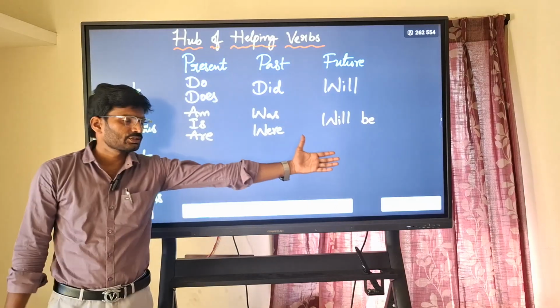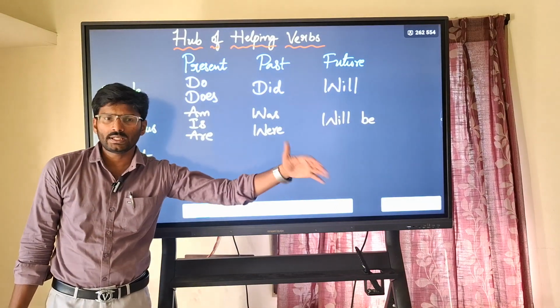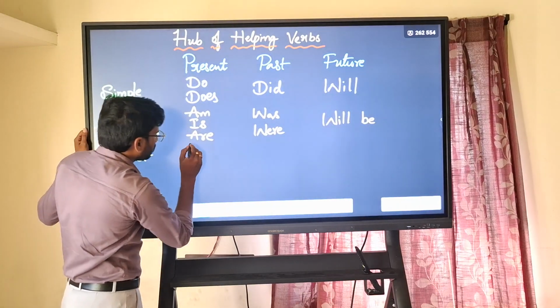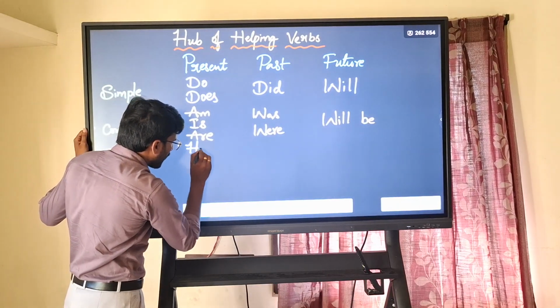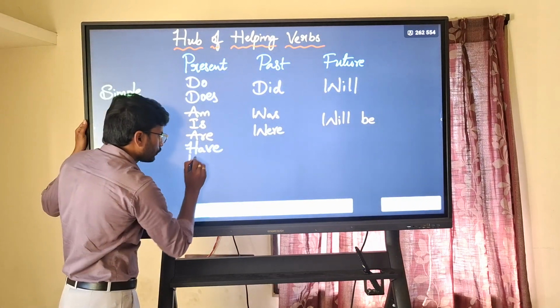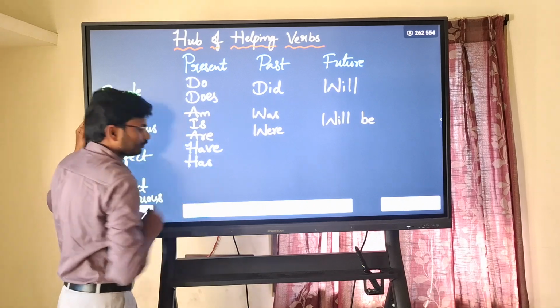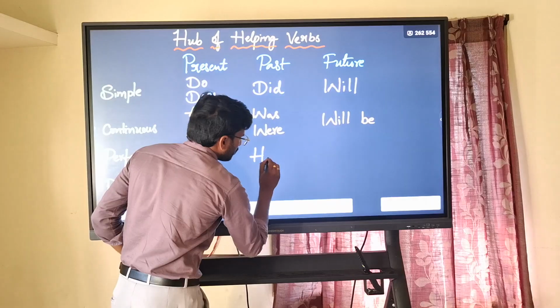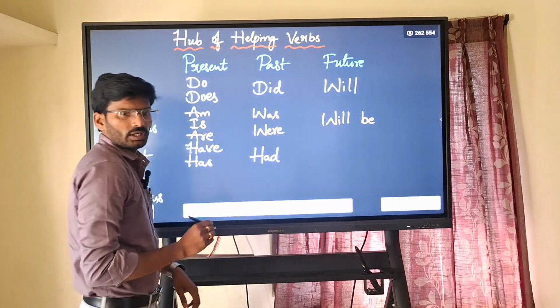Okay, in future continuous which helping verbs do we use? Will be. Okay, now present perfect. In present perfect, what do we use? Perfect means have. In present we use have, and also we have has. As it is have and has, in the past what happened? What comes actually? Had. I told you clearly.